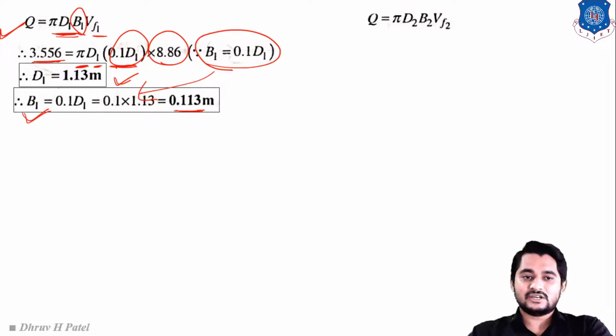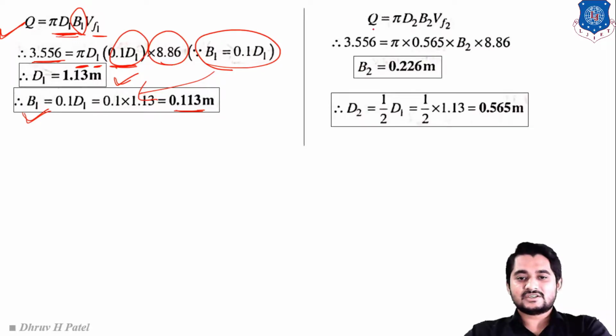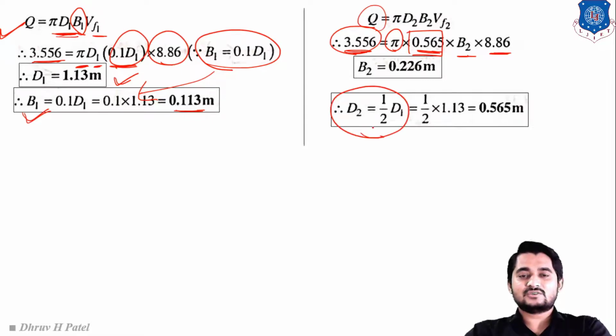Similarly for the outlet, discharge will be pi D2 b2 into Vf2. From that equation, Q is already found as 3.556 meter cube per second, pi is 3.14. Here D2 is unknown, B2 is also unknown, and Vf2 we have already found as 8.86. First of all, from the given data, we can write D2 is equal to D1 by 2. So D2 is equal to 1.13 divided by 2, so 0.56. Putting the D2 value here, we can solve B2 as 0.226 meter.